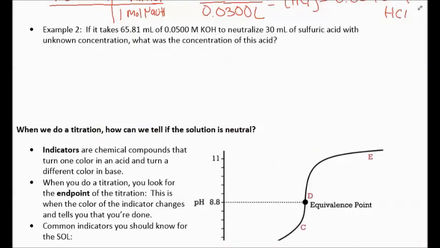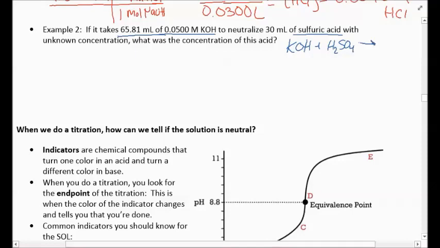So in the next one, we have a different base. We have KOH, which is potassium hydroxide, reacting with sulfuric acid. So we have KOH reacting with H2SO4. So we're going to make K2SO4 and water. Right now, this reaction is unbalanced. So I need to put a 2 in front of the KOH and a 2 in front of the water in order to have a balanced chemical equation.